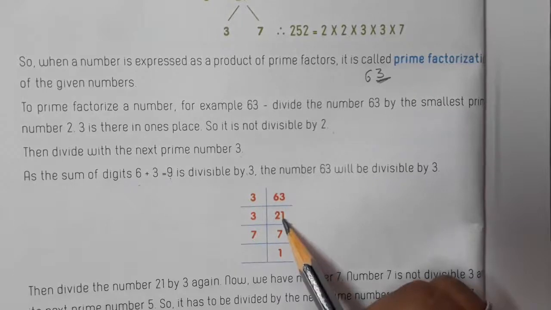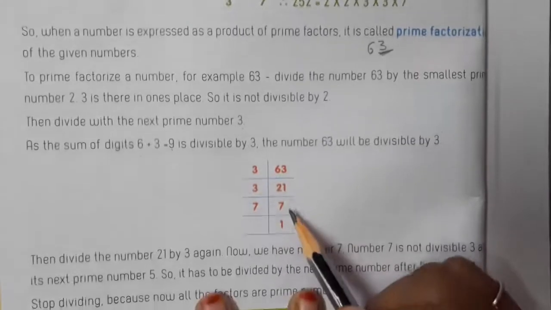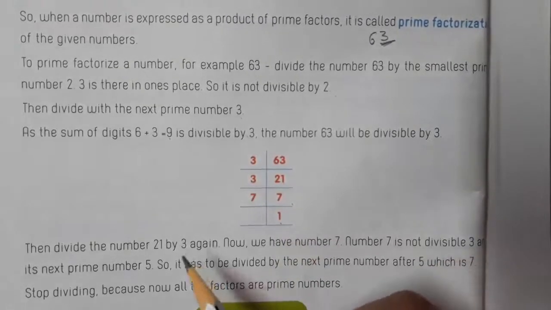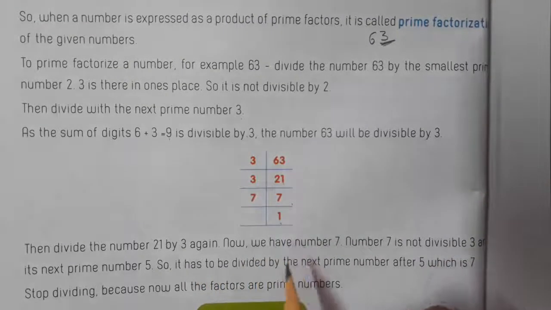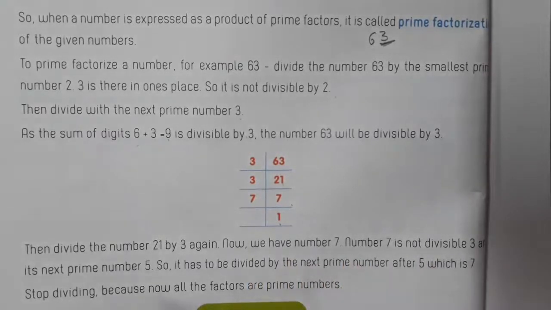Again 21. 21 is not divisible by 2. Next prime number 3: 3 sevens are 21. So then divide the number 21 by 3. Now we have the number 7. 7 is not divisible by 3 or 5, so it has to be divided by the next prime number, which is 7. Stop dividing because now all the factors are prime numbers.